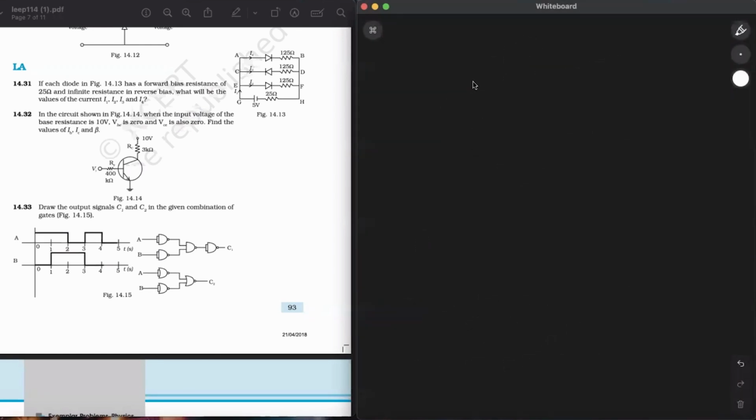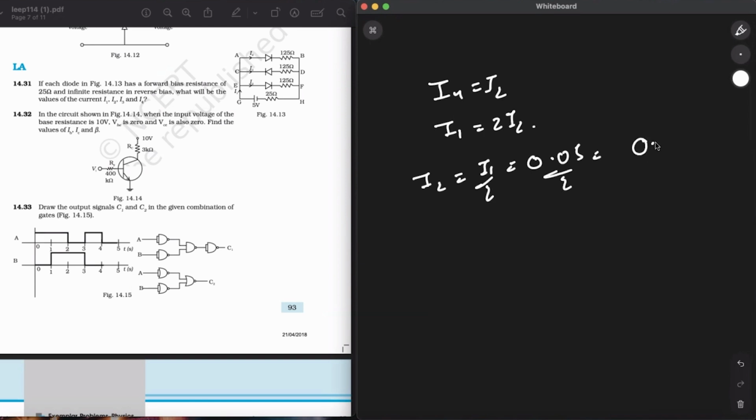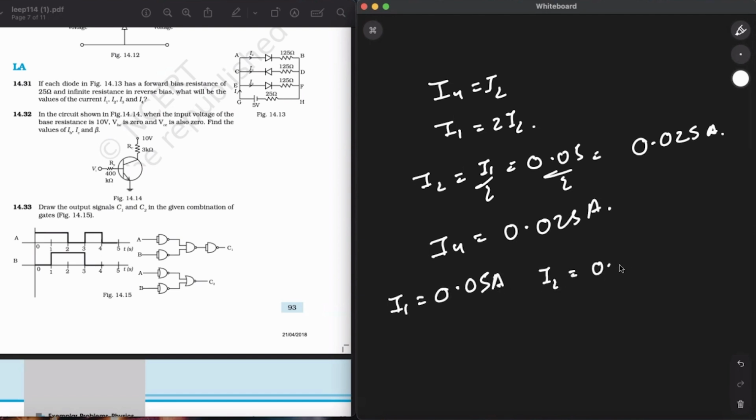Now, since the resistances R1 and R2 are the same, I4 will be equal to I2, and I1 will be equal to 2 times I2. So I2 is equal to I1 upon 2, which is 0.05 divided by 2, which is 0.025 ampere. And similarly I4's value will also be the same, 0.025 ampere. And hence we have got all the currents. I1 comes out to be 0.05 ampere, I2 is 0.025 ampere, I3 is 0 and finally I4 is 0.025 ampere. Alright.